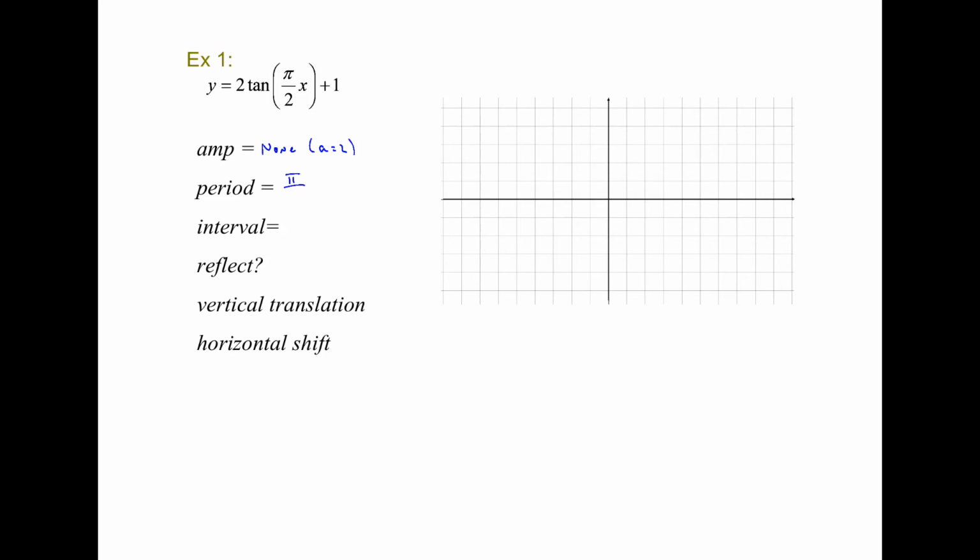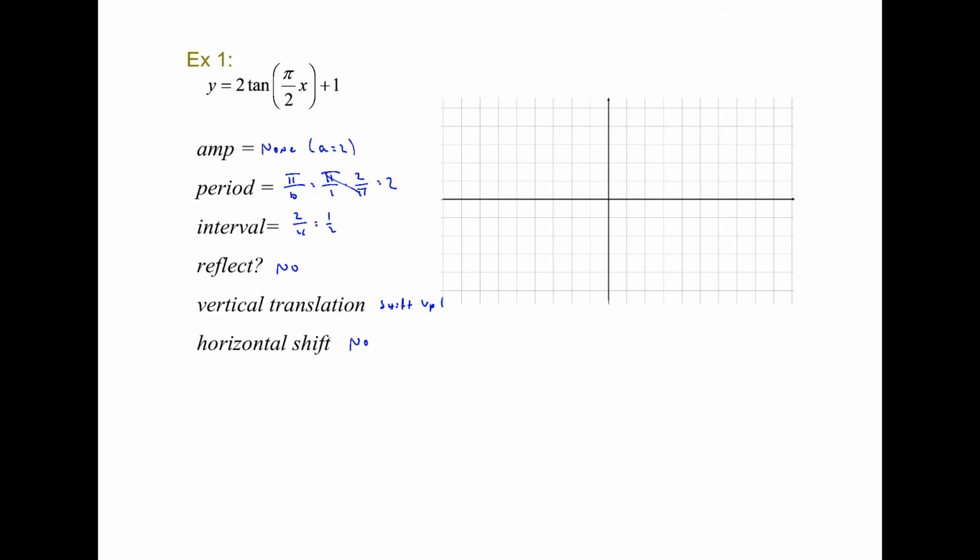The period is pi divided by b. In this case, b is a fraction, so we're going to multiply by the reciprocal, 2 over pi, which will give the period to be 2. The interval, you'll divide into fourths, so that'll be 1/2. There is no reflection. There is a vertical translation. It will be shifted up 1 unit. And then once again, the horizontal shift, that's changing your x value. You don't have anything inside that parentheses that's changing that x value. So therefore, we have no horizontal shift.